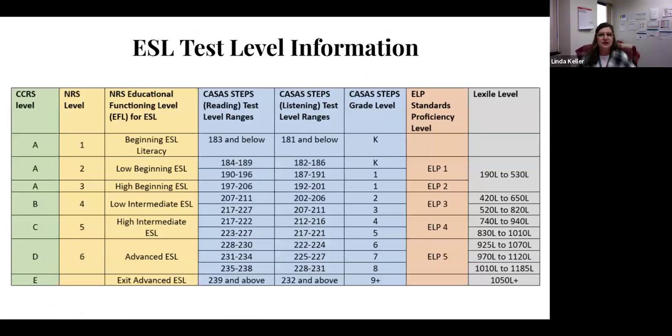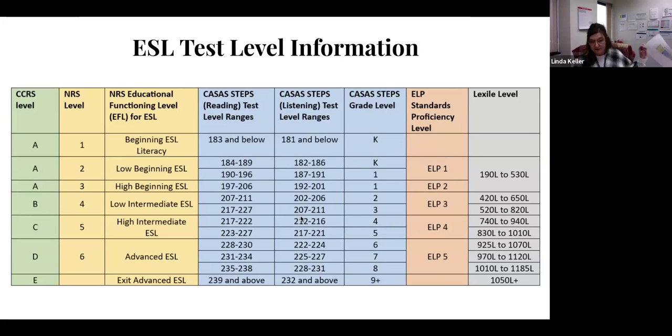All right, next slide, please. The information here provides you your CCR levels, your NRS levels, the EFLs for the ESL, and then it's going to give you the CASAS STEPS reading and listening ranges, as well as the grade equivalency that's attached to each of those score ranges, and the ELP standard proficiency levels that are associated with those also. You can thank Marty Olsen for organizing this material in a very user-friendly format to get it all in one document. This document is also located in the participant folder as well.